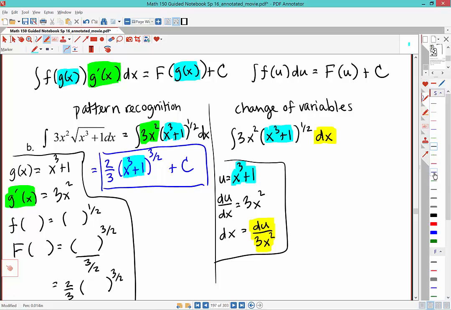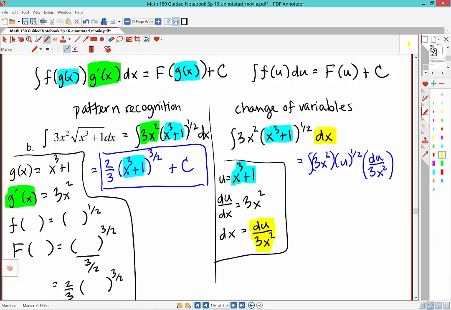So now the trick is, hey, we need to be able to completely divide out anything that has an x in it. So this will be equivalent to the integral of 3x squared times u to the 1/2, and then in for dx, I'm going to put du divided by 3x squared. So matching everything up, that was my dx, and my u was here.